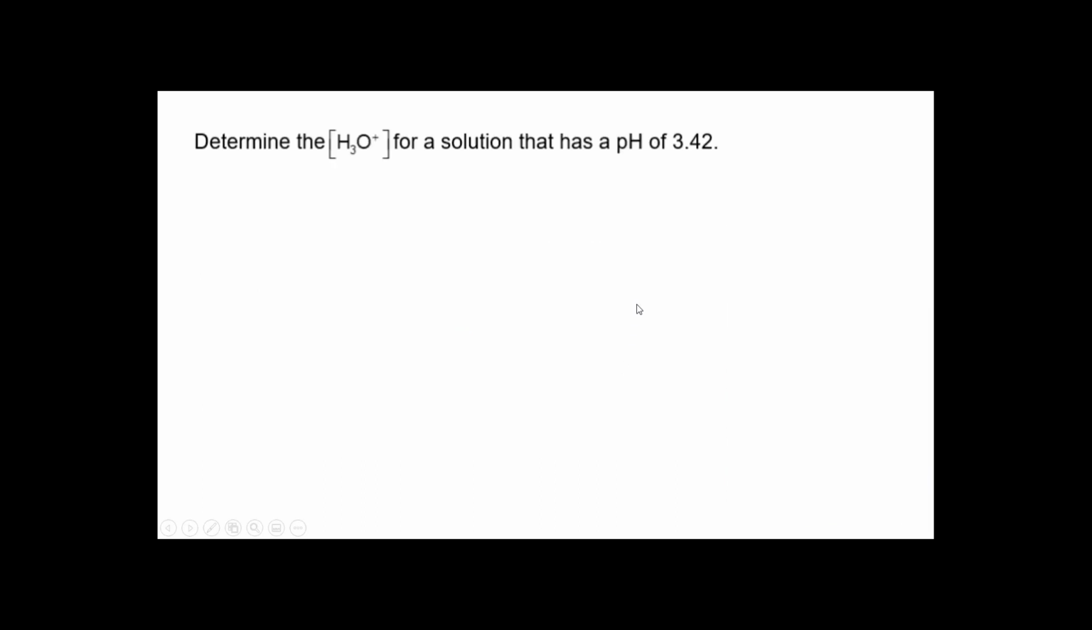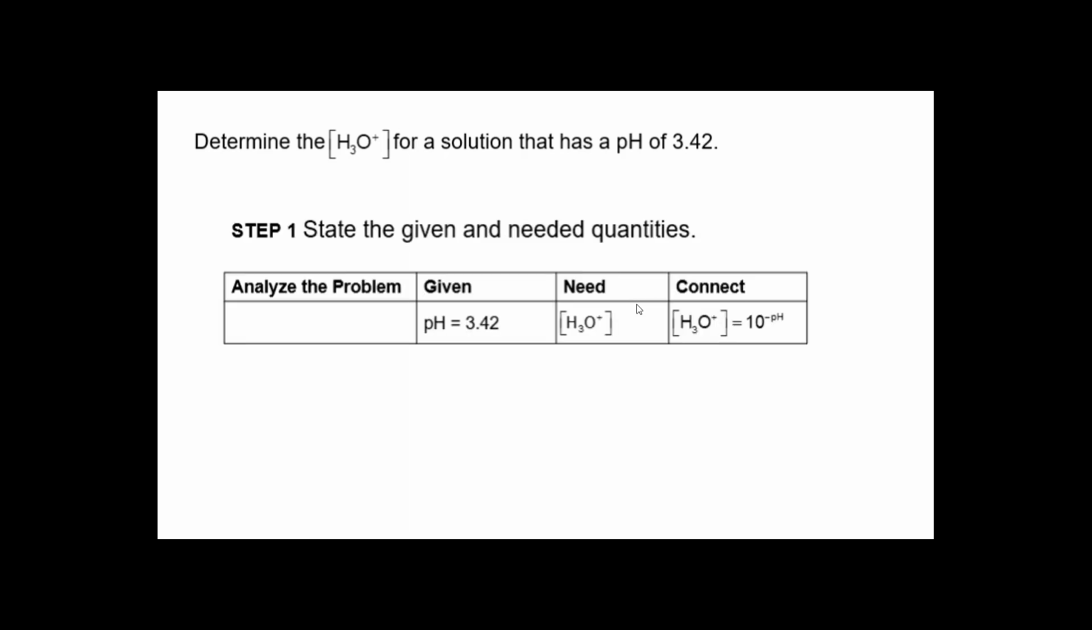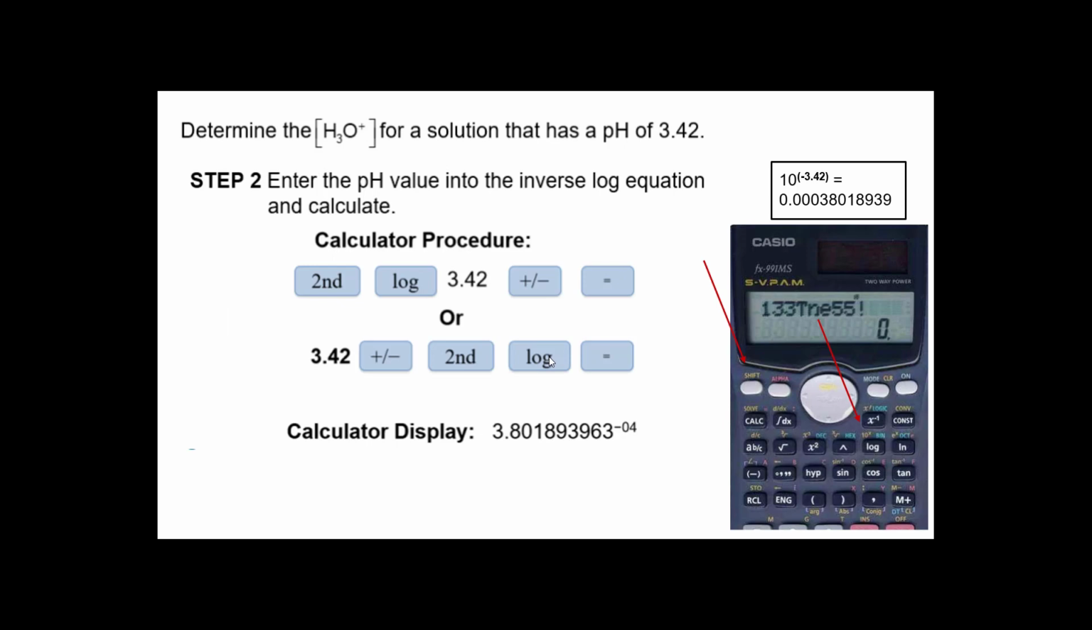So let's do that. Determine the hydronium concentration for a solution that has a pH of 3.42. So we're given all the information, we're given our formula, and the hardest thing, honestly, is to make sure you're doing it correctly on the calculator. So let me explain. When I did this on my calculator, I did not get this number. And I couldn't figure out why.